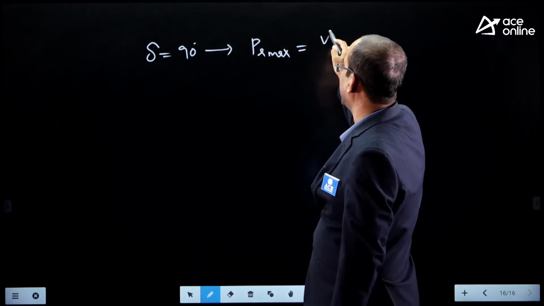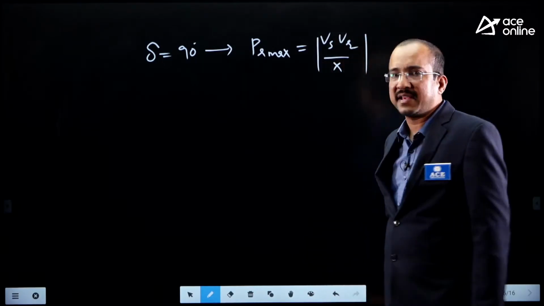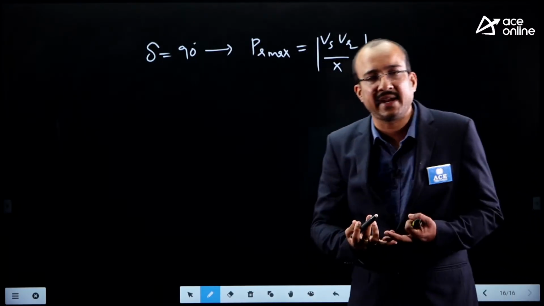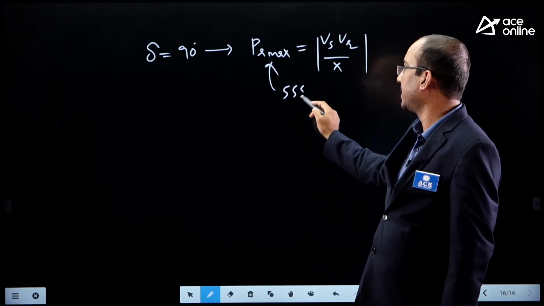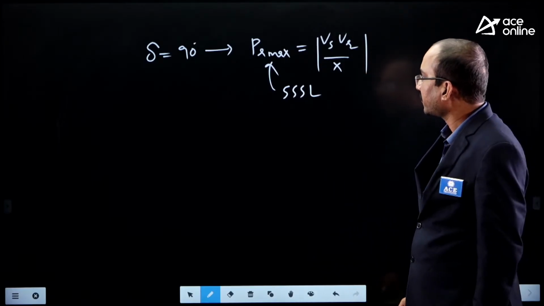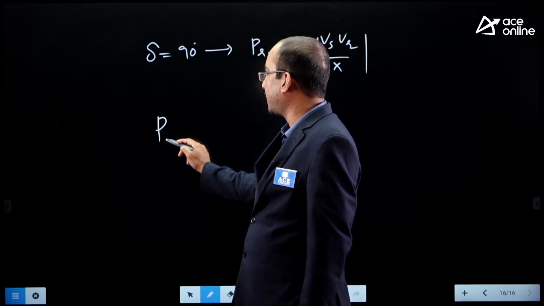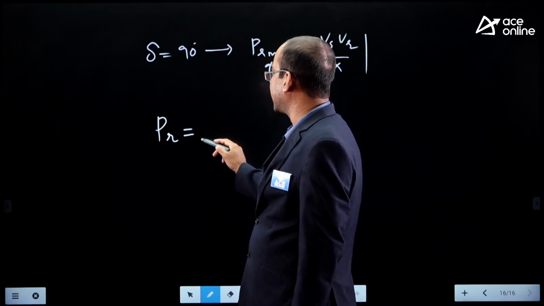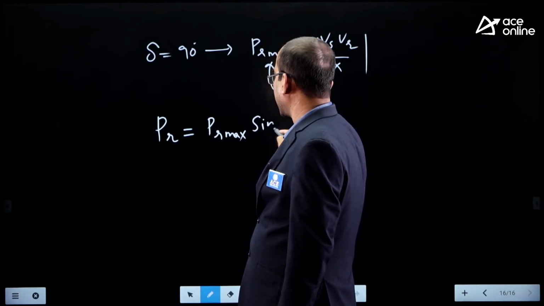PR maximum is what here? Vs Vr by x. So if the line is lossless, and you are given the sending end voltage, receiving end voltage and reactance, we can get the steady state stability limit by using this equation. From this expression, you can write the value of real power transfer as PR is PR maximum sin delta.